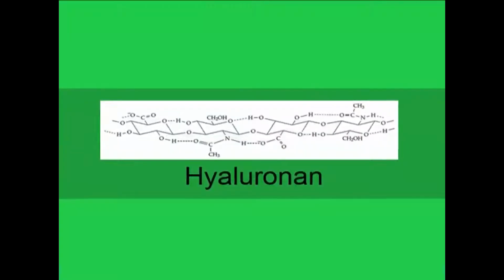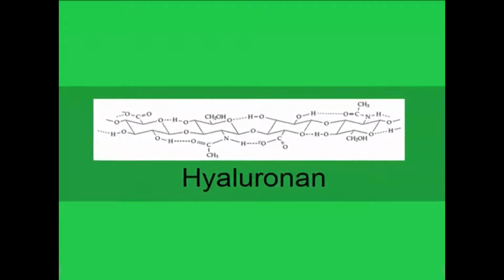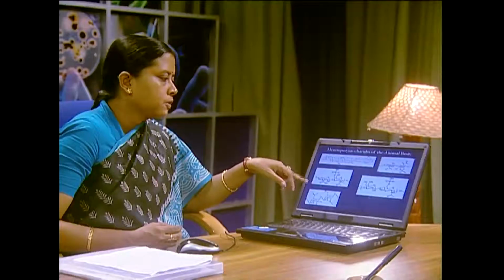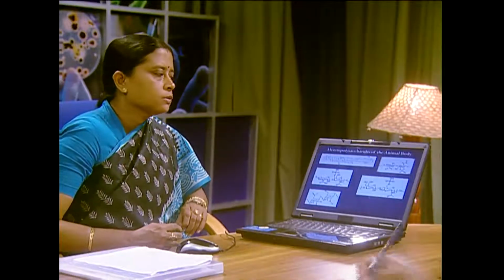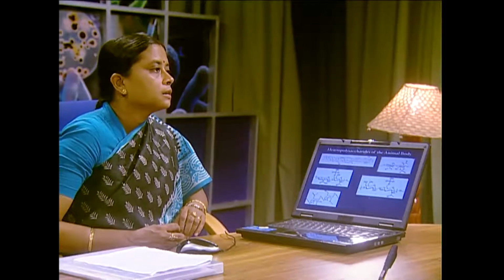These are the important heteropolysaccharides of the animal body: hyaluronan, chondroitin sulfate, keratan sulfate, dermatan sulfate, and heparan sulfate. As the name suggests, all these four are sulfated, and sulfated means they are charged. Hyaluronan is a straight chain heteropolysaccharide, and these are all associated with proteins forming proteoglycans. These proteoglycans play a very important role in maintaining the integrity of the connective tissues in our body.